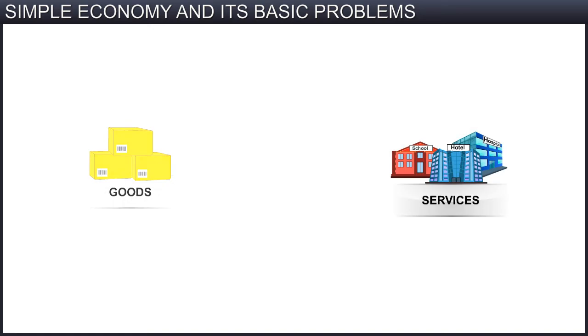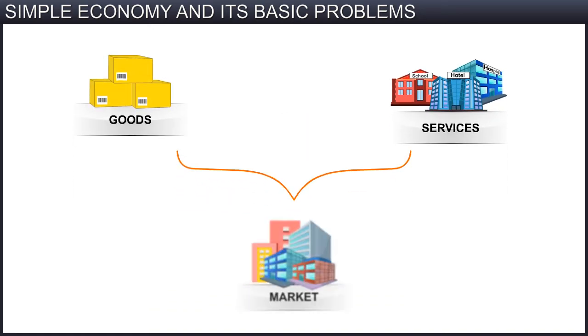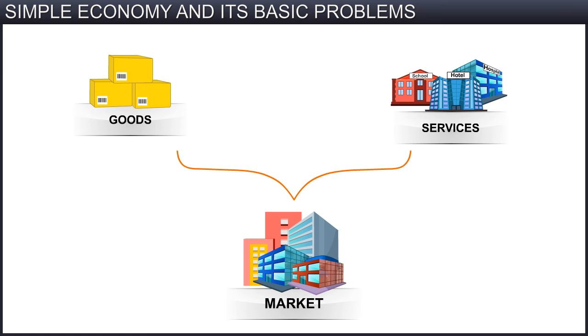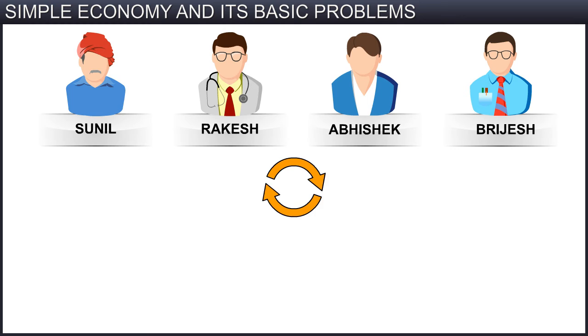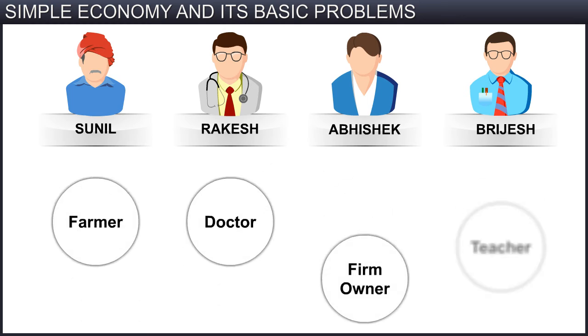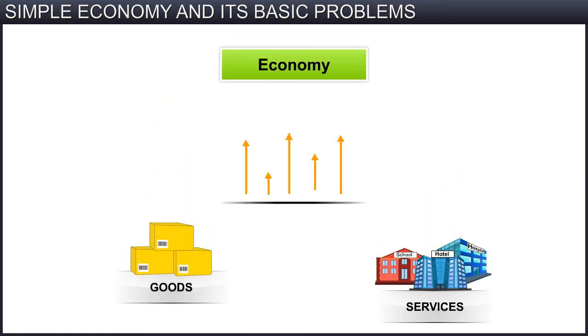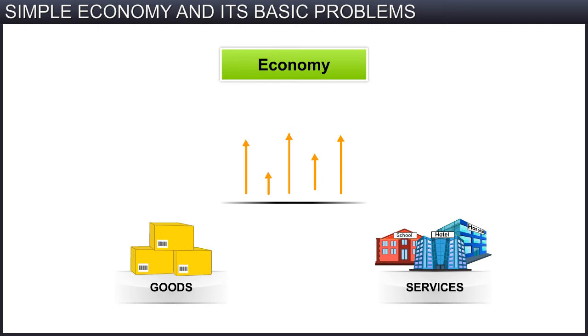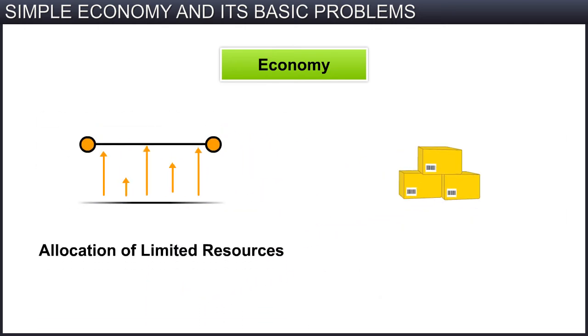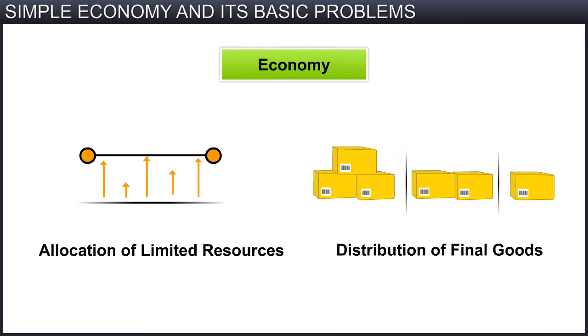Once the goods and services are produced, they have to be sold in the market. Here, for our understanding, we have taken the story of four friends who are engaged in the production of different goods and services. However, in the economy, it is much more complex because there are unlimited goods and services available. Therefore, we observe that the allocation of the limited resources available to the economy and the distribution of final goods are the two basic economic problems faced by an economy.